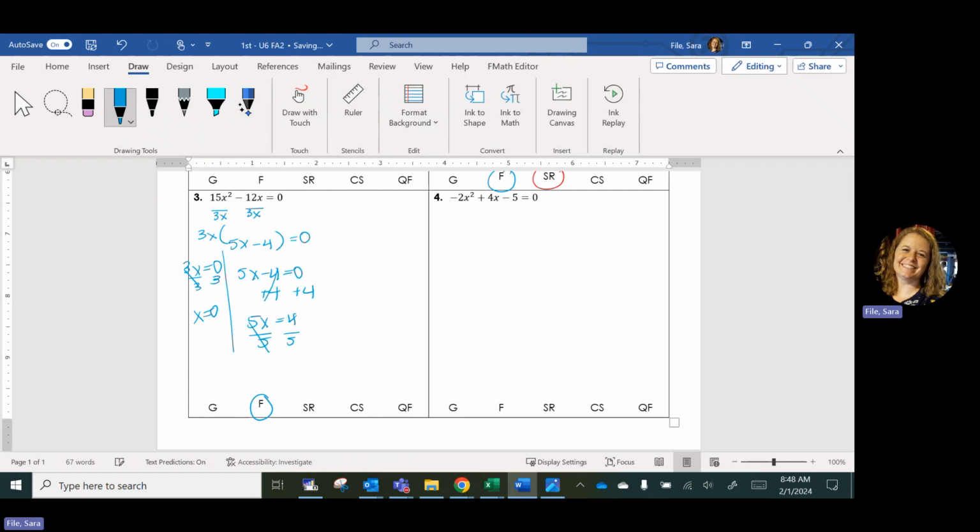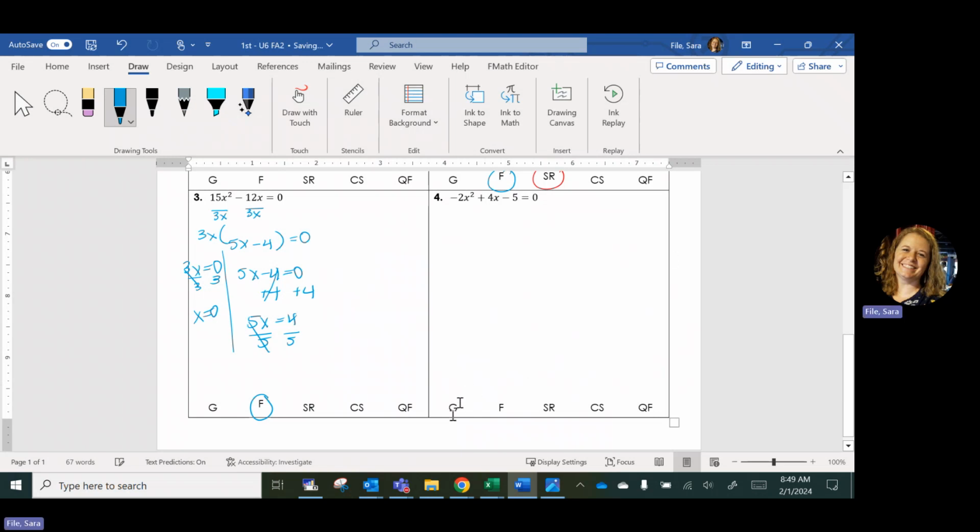So you get 4/5. So whether you did it by graphing or by factoring, or if you did this by quadratic formula, you would have gotten the same answer. 0 and 4/5 are your two solutions. So far, so good? Just put a mark, whether a check or an X here, if you got it right or wrong. All right, last but not least.